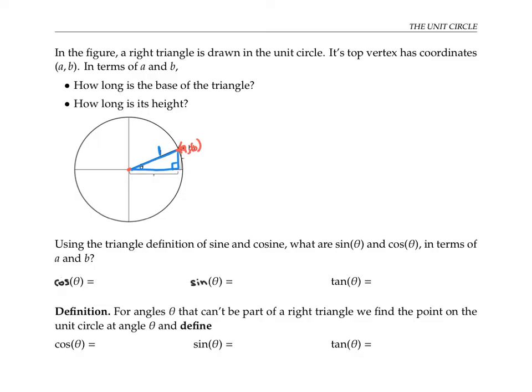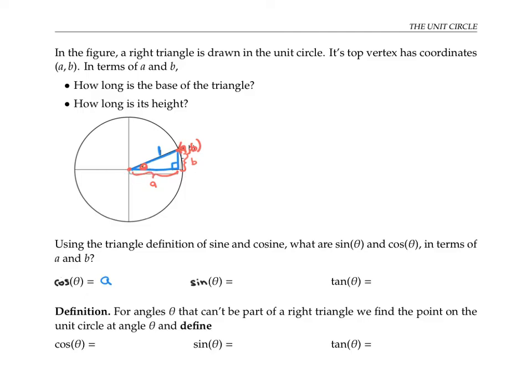Now the base of this right triangle has length A, the x-coordinate, and the height of the right triangle is B, the y-coordinate. If I use the right triangle definition of sine and cosine of theta, this right here is the angle theta, then cosine of theta is adjacent over hypotenuse. So that's A over 1, or A. Notice that A also represents the x-coordinate of this point on the unit circle at angle theta from the x-axis.